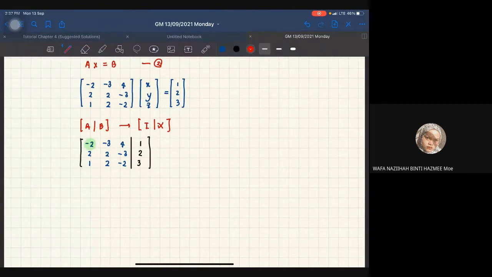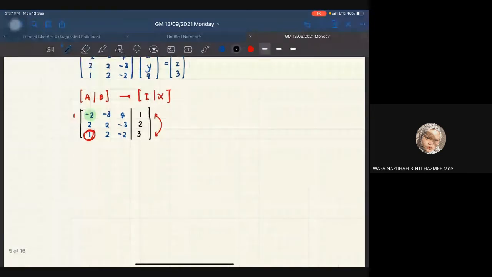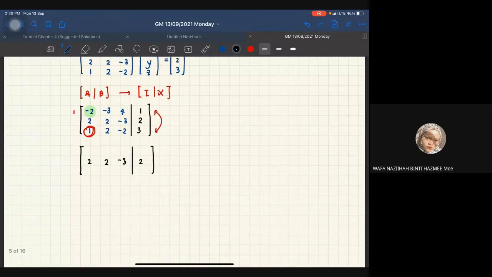Okay, so awak akan ada. So, awak tulis dulu fix row awak. So, our fixed row is the second row. So, you have 2, 2, -3 and then a vertical line and then 2. Okay, close bracket. Okay, so row pertama dah tukar ke bawah. So awak ada row 3, negatif 2, negatif 3, 4 and then 1. Okay, so row 3 dah jadi row 1. So tukarkan saja 1, 2, negatif 2, 3. Just like that. Okay, alright, done.